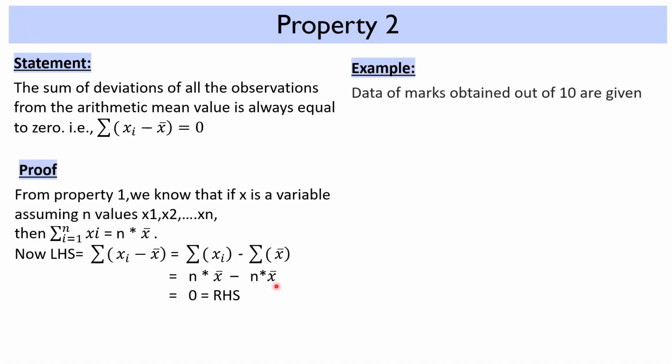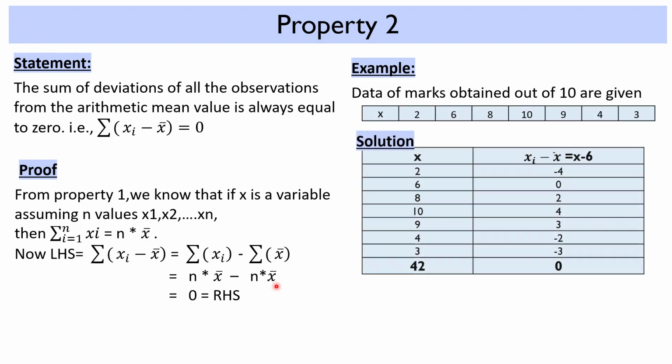RHS. Let's take an example where data of marks obtained out of 10 are given for 7 students. Here the summation of variable x is coming 42. First we have to find the mean. So what will be the mean? It is the sum of all these observations divided by the total number of observations, which is 7, and comes out to be 6.